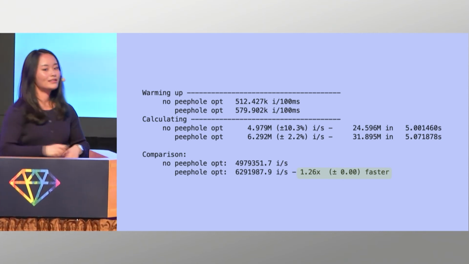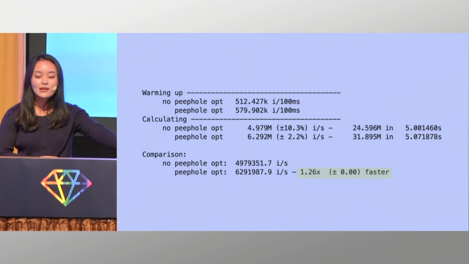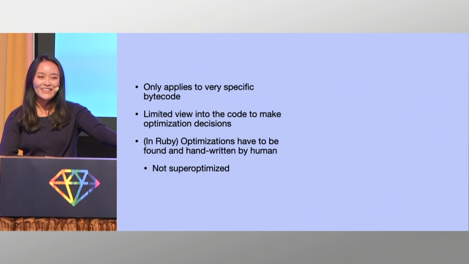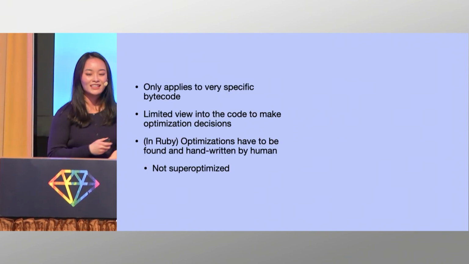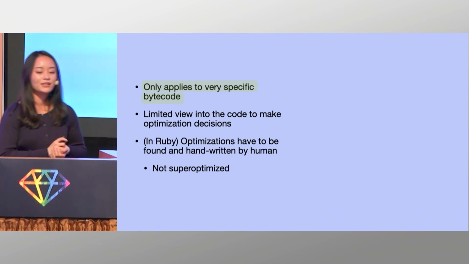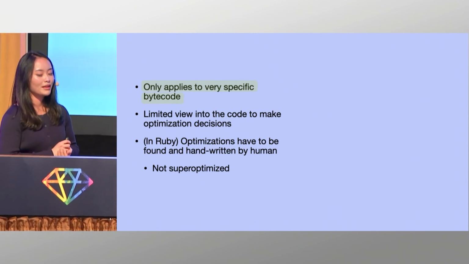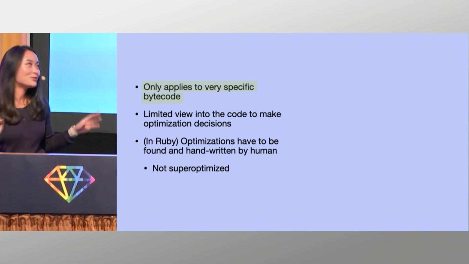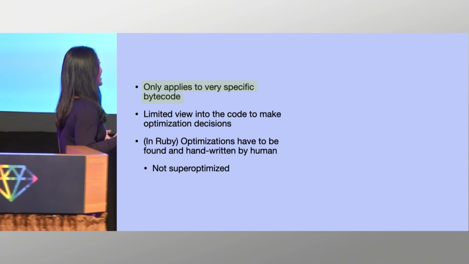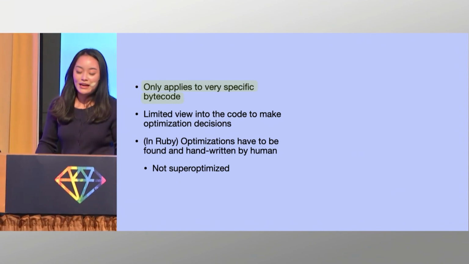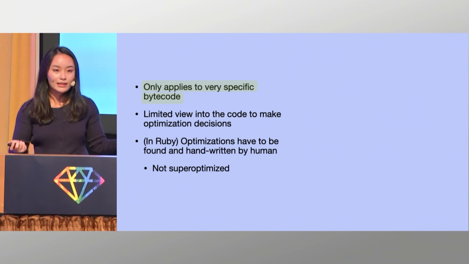So those are the examples that I have. Let's talk about the limitations of Peephole optimization. As you probably have noticed, this optimization only applies to very specific bytecode. We're not all writing x equals x all the time because it's literally an edge case. So it may not apply much when we write day-to-day Ruby code.